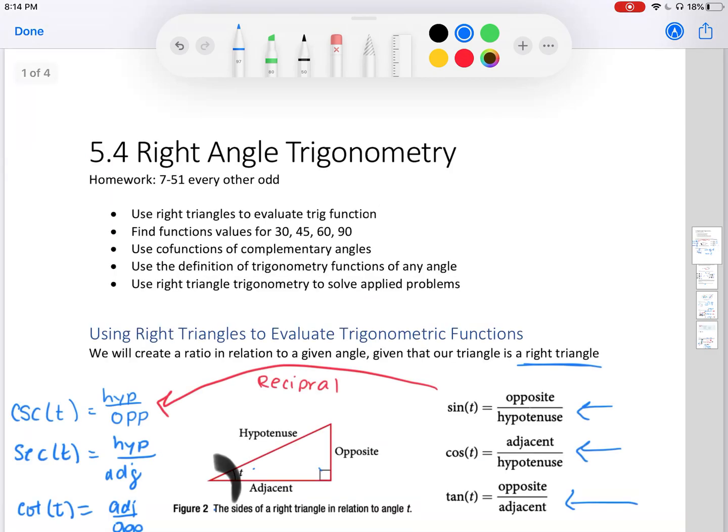Well, I hope you enjoyed this section. This was 5.4, right angle trigonometry. Thanks.